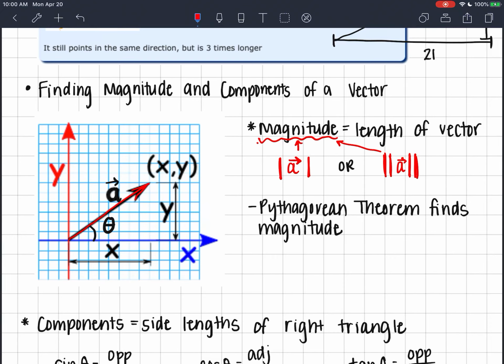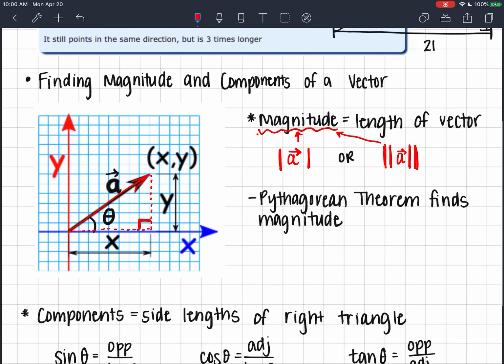Now, the reason I have this vector drawn on this graph right here, what I'm hoping you're seeing, is that it looks an awful lot like a triangle. If I were to take my x component and my y component and connect it to vector A, you'd see that this is a 90-degree angle. This is a right triangle. Now, we can do a lot of useful math with right triangles. In fact, the Pythagorean theorem is one of them.